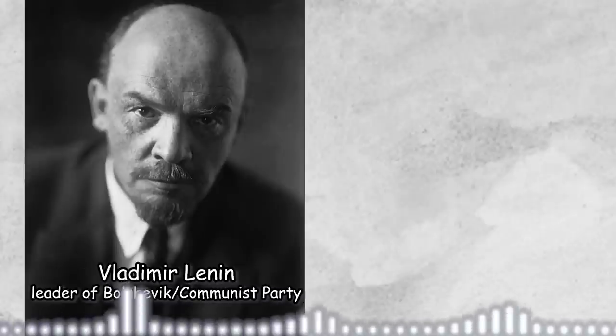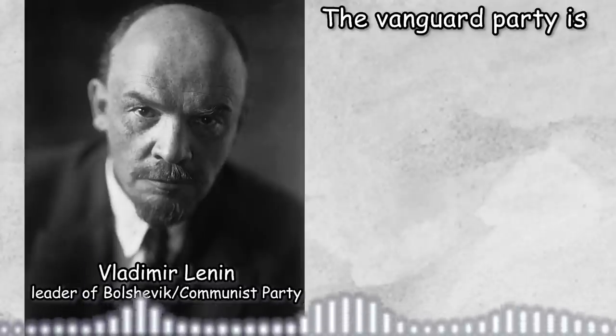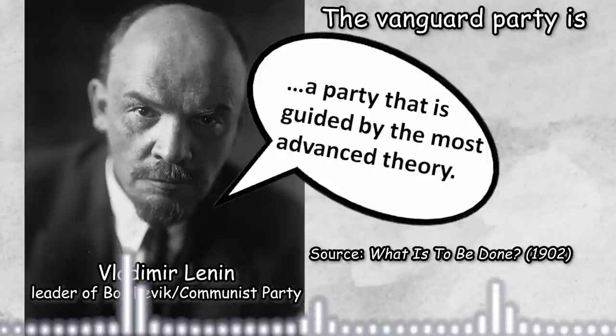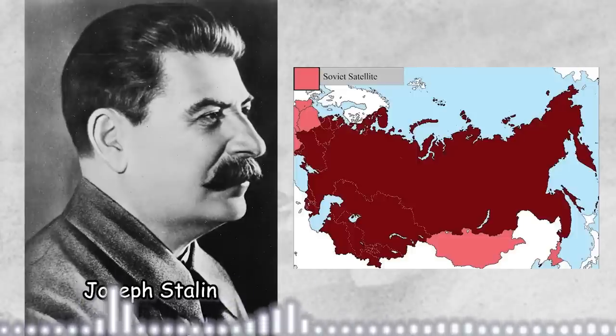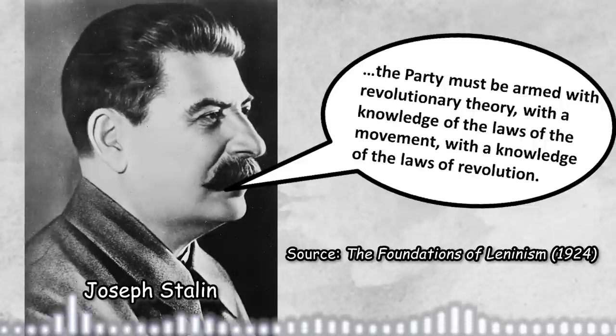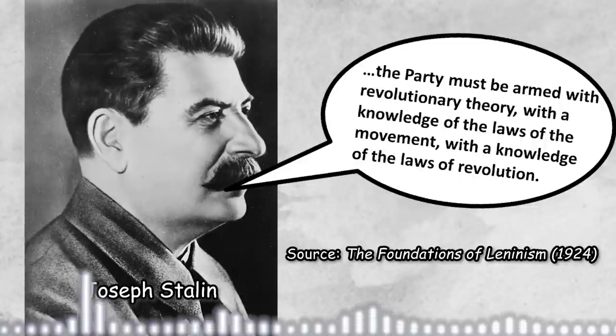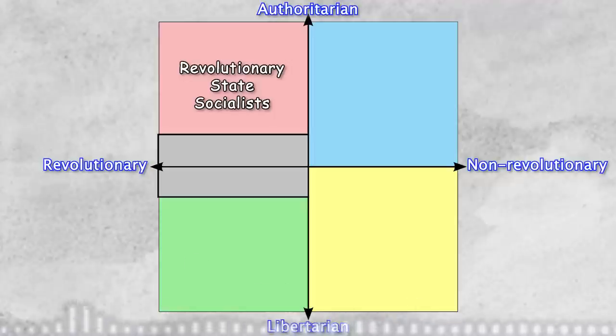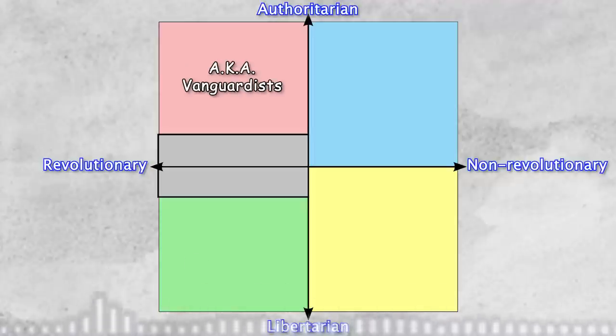Its leader was Vladimir Lenin, and in Lenin's words, the vanguard party is, quote, "a party that is guided by the most advanced theory." This point was echoed by Joseph Stalin, who became ruler of the Soviet Union after Lenin died. Stalin said, "The party must be armed with revolutionary theory, with a knowledge of the laws of the movement, with a knowledge of the laws of revolution." Socialists who support a vanguard party are sometimes called vanguardists.